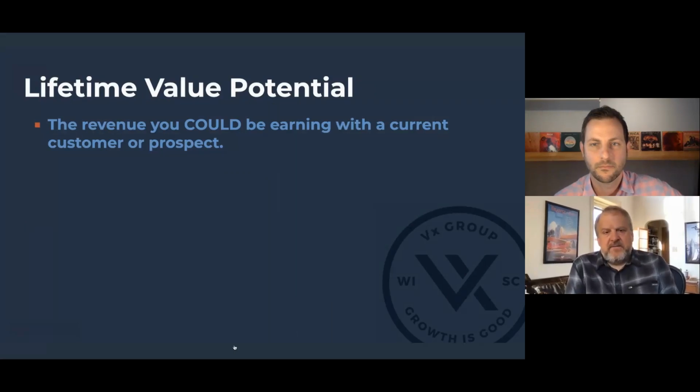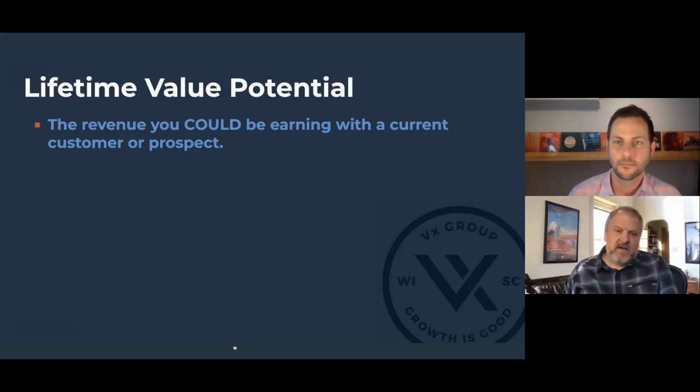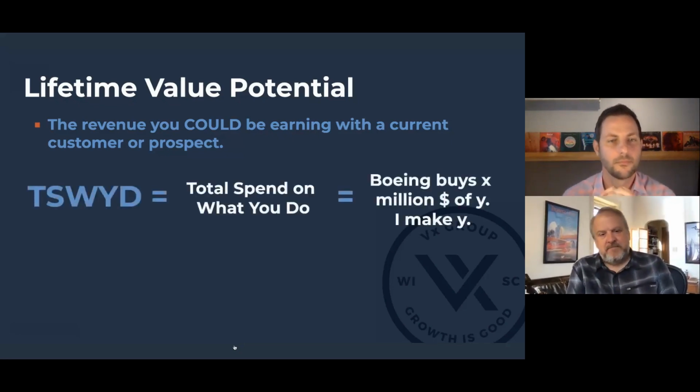So, lifetime value potential, summarized, is the revenue that you could be earning with a current customer or prospect. It's not what you are earning, it's what you could be earning with a single customer or a single prospect. And before I get into our next equation, I'm going to give a couple of definitions for some abbreviations that I just made up. We're going to have to get into our own acronym library at some point in the future.